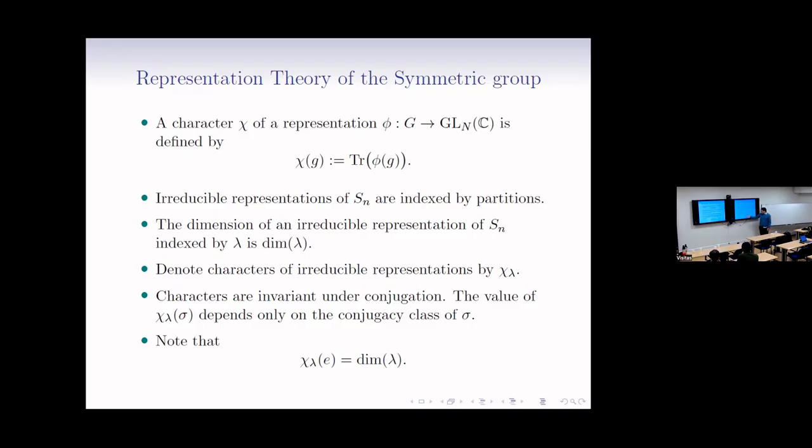And finally, notice that if you evaluate some irreducible character on the identity element, then we're taking the trace of the identity matrix to obtain precisely the dimension of the irreducible vector space. Okay, so keeping this in mind, now we can introduce the definition of what is going to be the Young generating function, or this kind of Laplace transform for partitions.